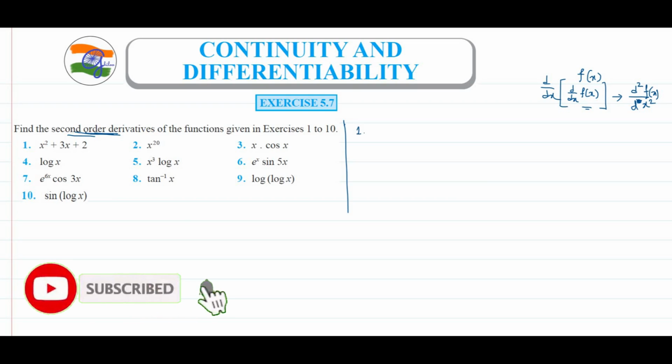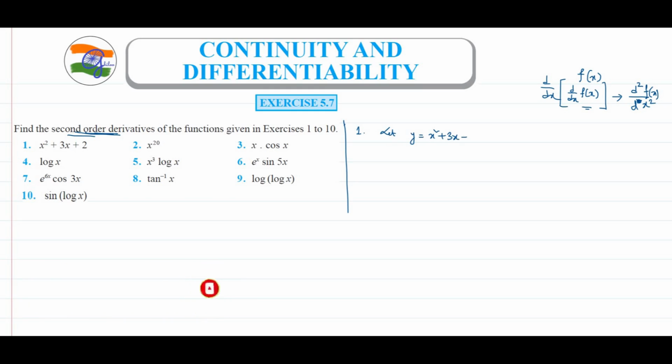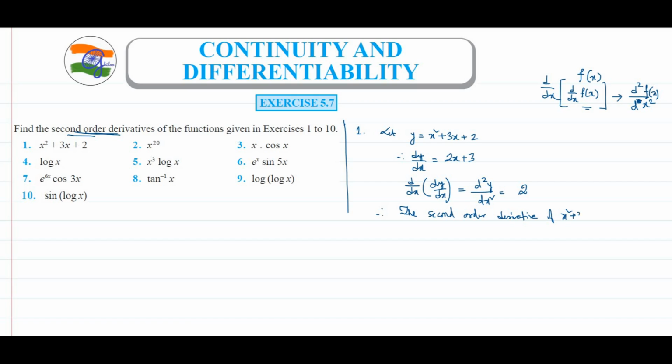So let us start with question number 1. Let y is equal to x square plus 3x plus 2. Therefore dy by dx is equal to 2x plus 3, and d by dx of dy by dx, that is d square y by dx square, is simply 2, because the differentiation of 2x plus 3 is 2. Therefore the second order derivative of x square plus 3x plus 2 is 2.